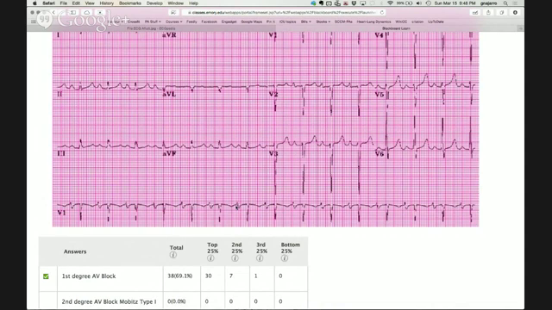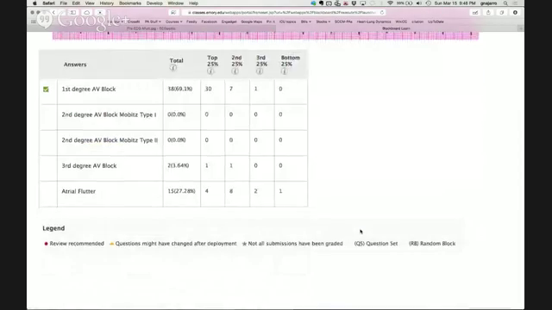Anyways, third degree block means that there's complete block of conduction between the atria and the ventricles. So the atria would be marching to their own beat, and thus the P waves would have their own rhythm, and then the ventricles would have their own rhythm, and there wouldn't be any association, because again, what we're looking for is a P for every QRS and a QRS for every P. And here we see that. We see a P, a QRS, a T, a P, a QRS, a T, a P, a QRS, T. There are no P waves in here that aren't associated with a QRS. So that's why it's not AV block.